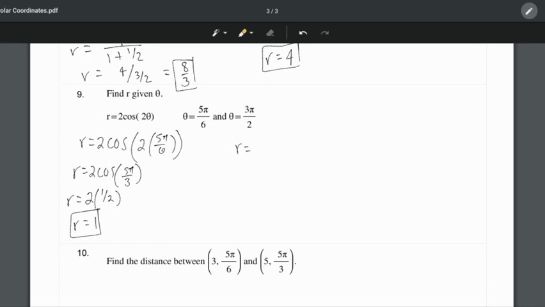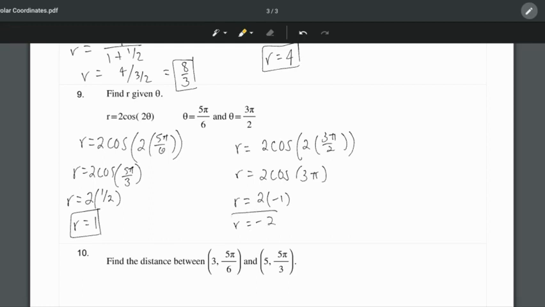And then we'll plug in our second theta value. So 2 cosine of 2 times 3 pi over 2. That gives me r equals 2 cosine of 3 pi. And remember that the cosine of 3 pi is -1. And so we get that r is equal to -2.